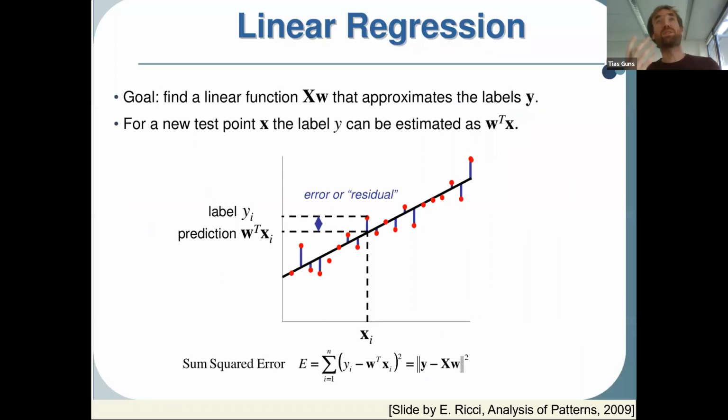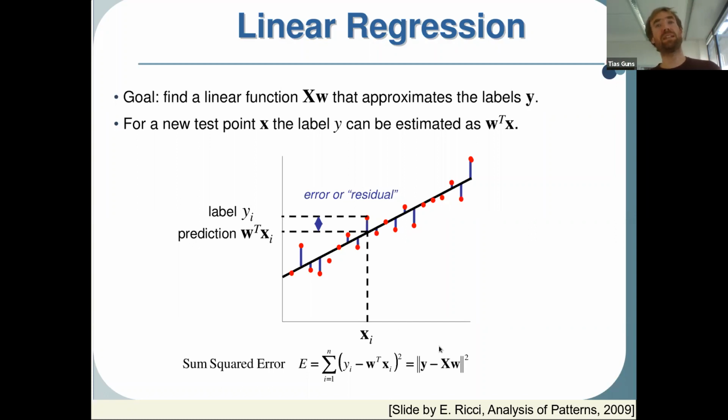Now we of course have to find the right W. So we have to define what a good W is. We have to define the loss function. Well, what we can do is, for every new test point X, we estimate the label. We make the prediction by multiplying the learned weights by that feature vector. And then we get a certain prediction, for example, the prediction here on the line. We can measure how much our prediction is off from the actual label, by, for example, taking the square of this error.